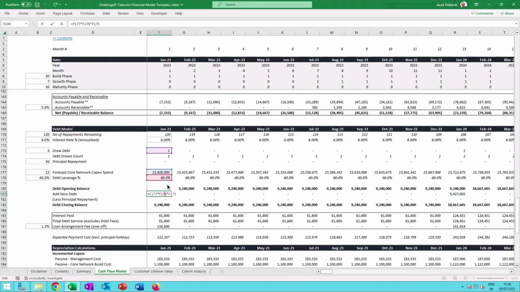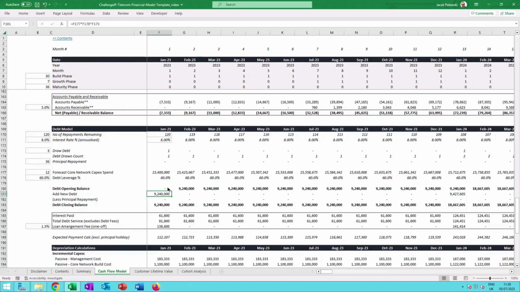That 9.2 million is simply 60% of my forecast annual core network Capex spend. From the model I can see that in the next 12 months I'm going to spend $15.4 million on building the core network. Of that amount, I'm assuming that I can finance 60% of that figure with debt. Therefore, I can add 9.2 million of debt to my debt balance.